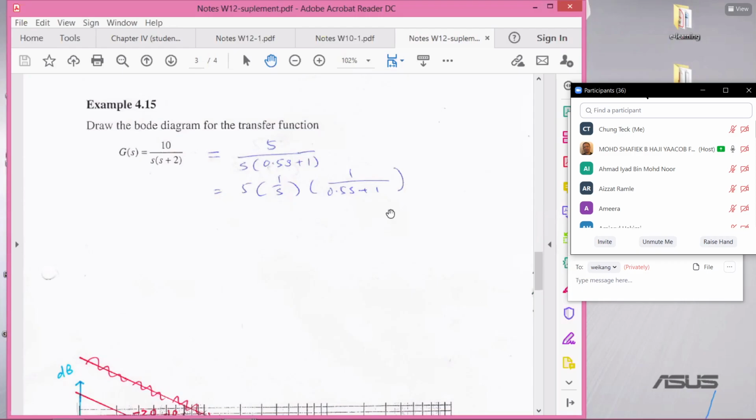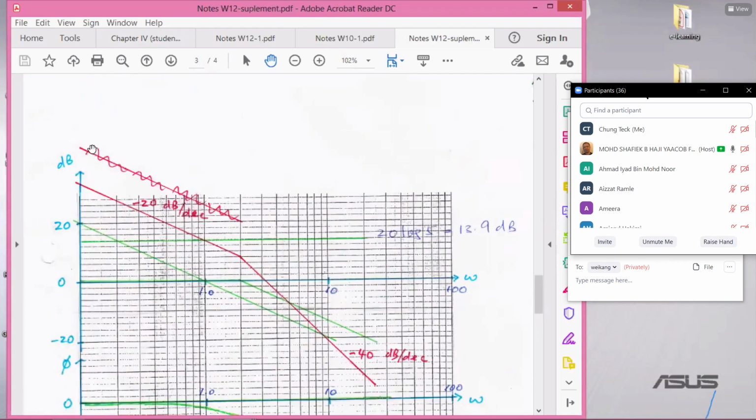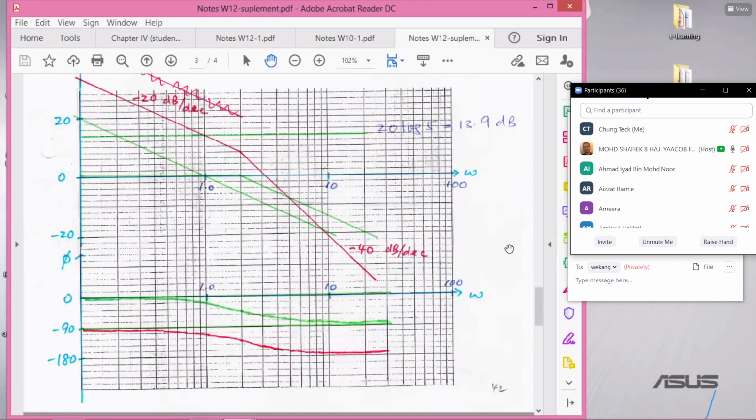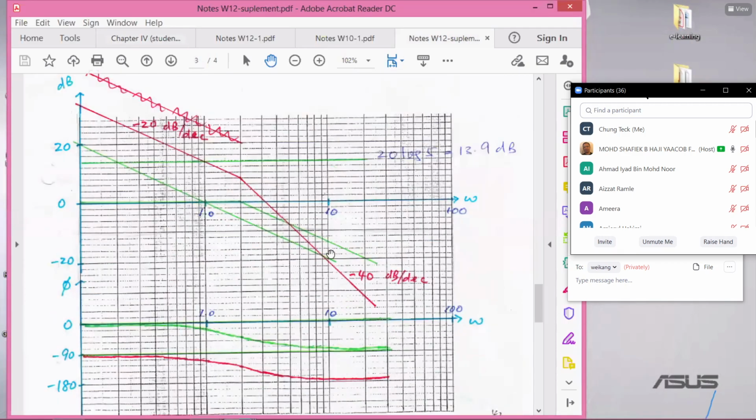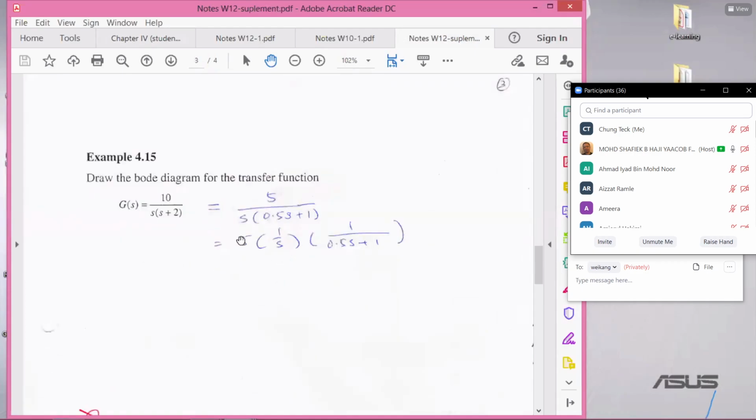So let us now, okay, by the way, this is my mistake. Ignore this line here. This is a mistake, so I already crossed that. So this is your semi-log graph paper, how semi-log graph paper looks like. So we have three curves. K is equal to 5, 1 over s, 1 divided by 0.5s plus 1. So this is our time constant, 0.5.